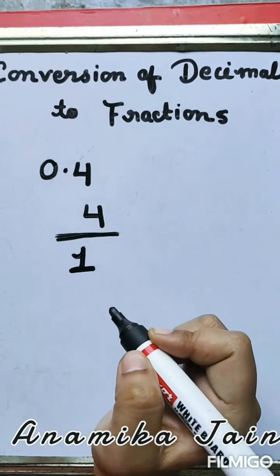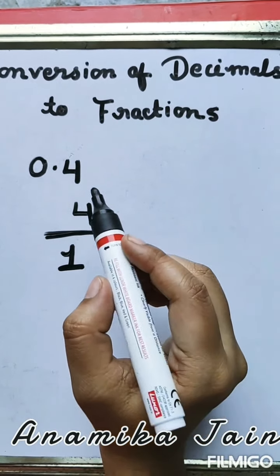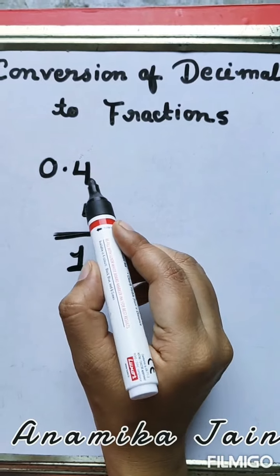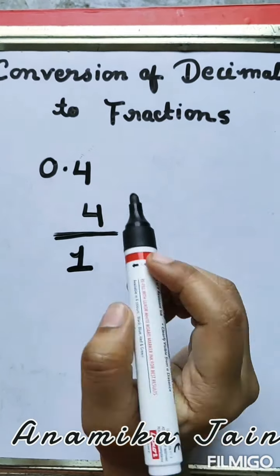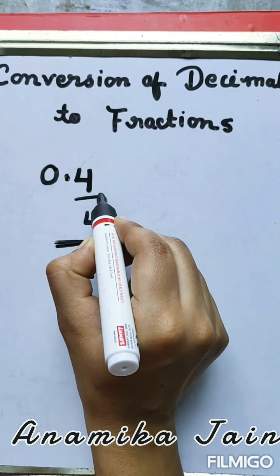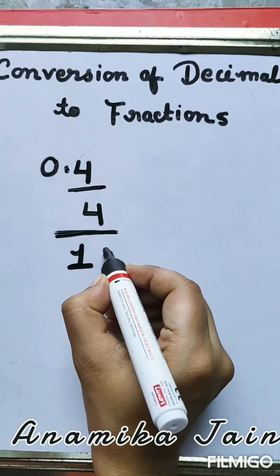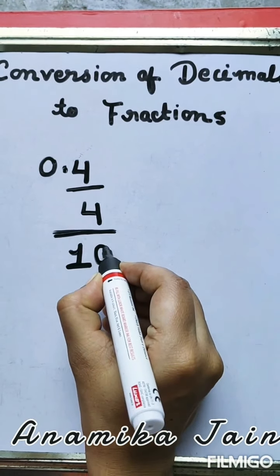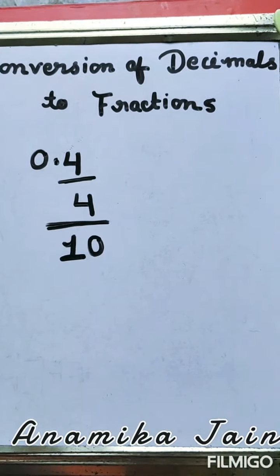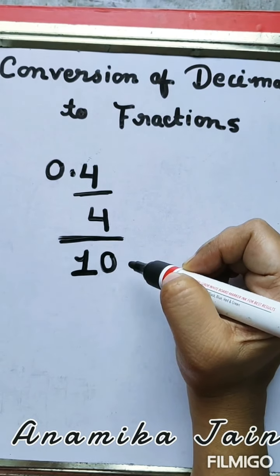In the denominator you have to write 1 followed by as many zeros as the number of places in the decimal. Means there are how many places after the decimal? There is only one place. So we have to put 1 zero after the 1. This is how we can convert any decimal into fraction.